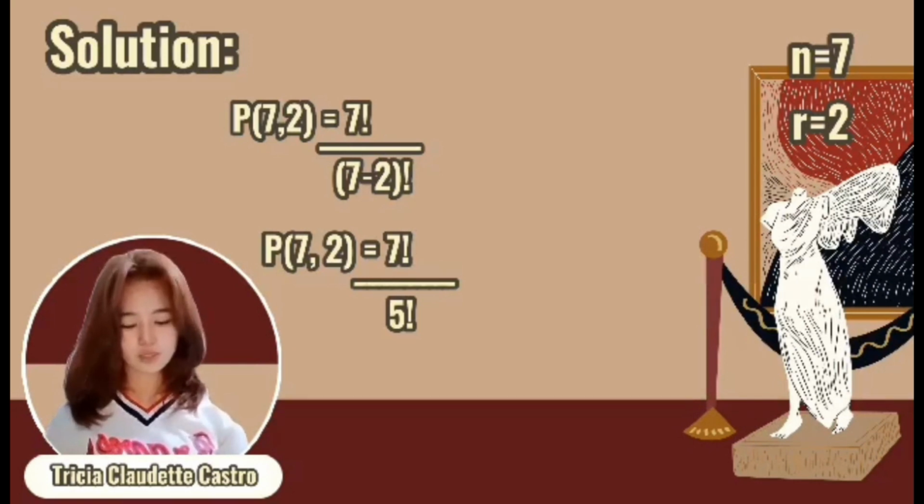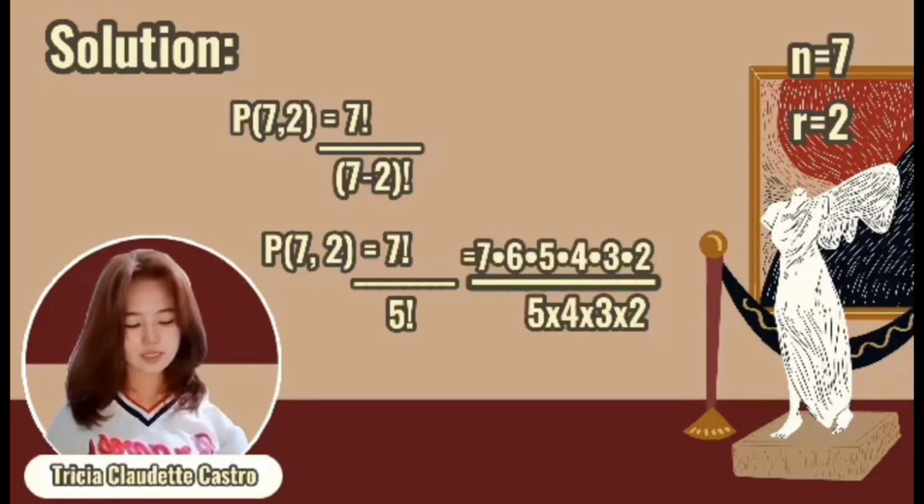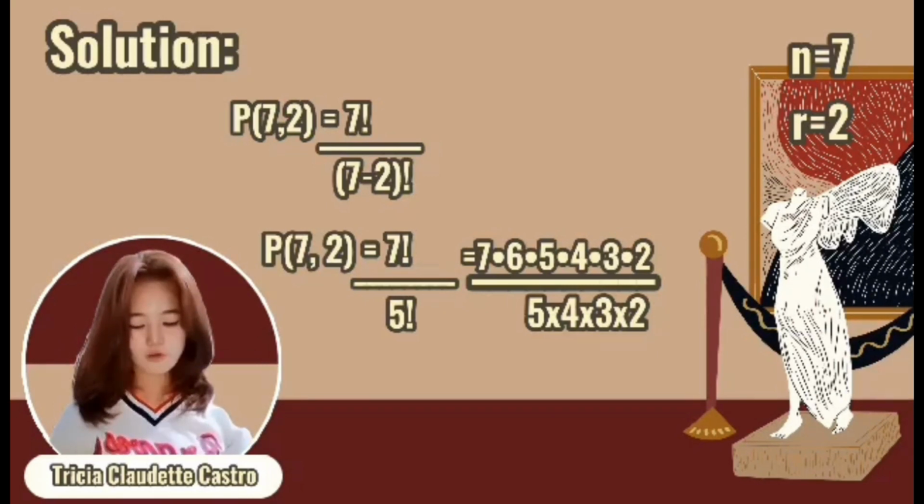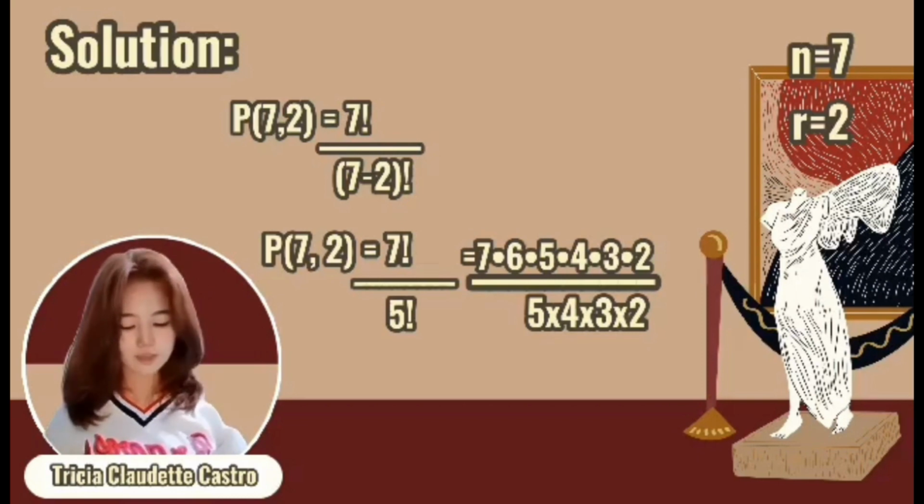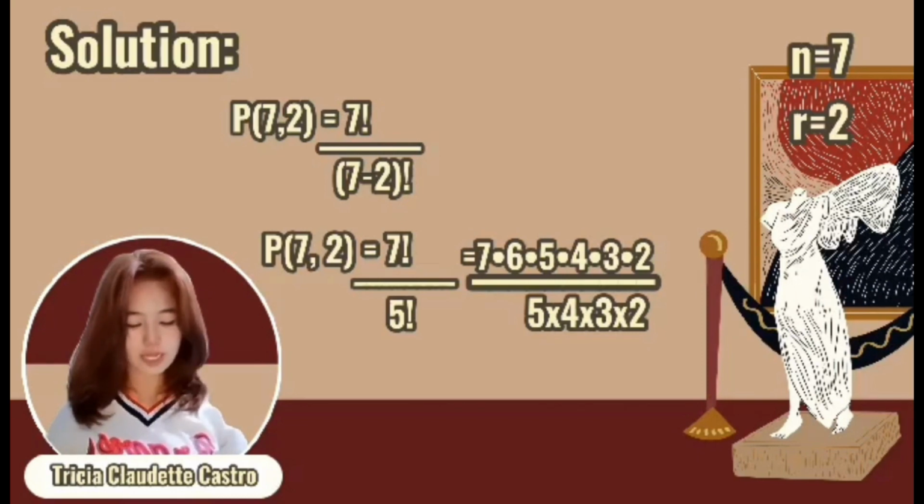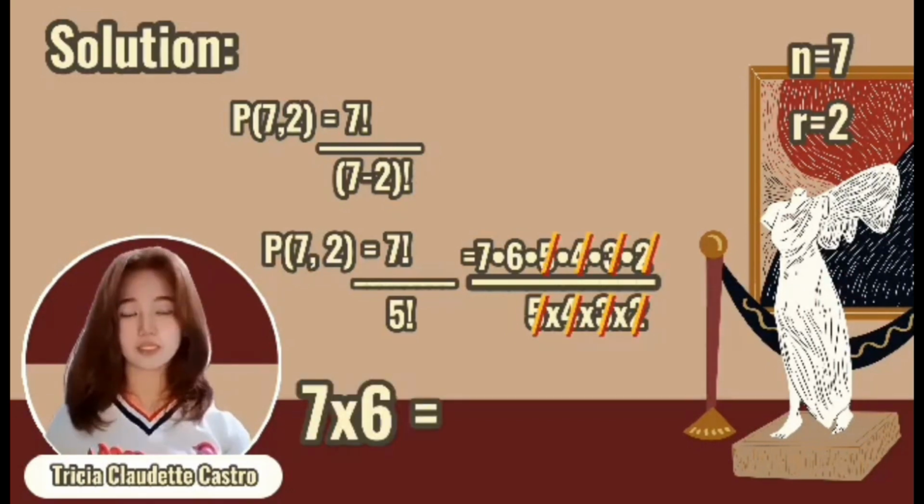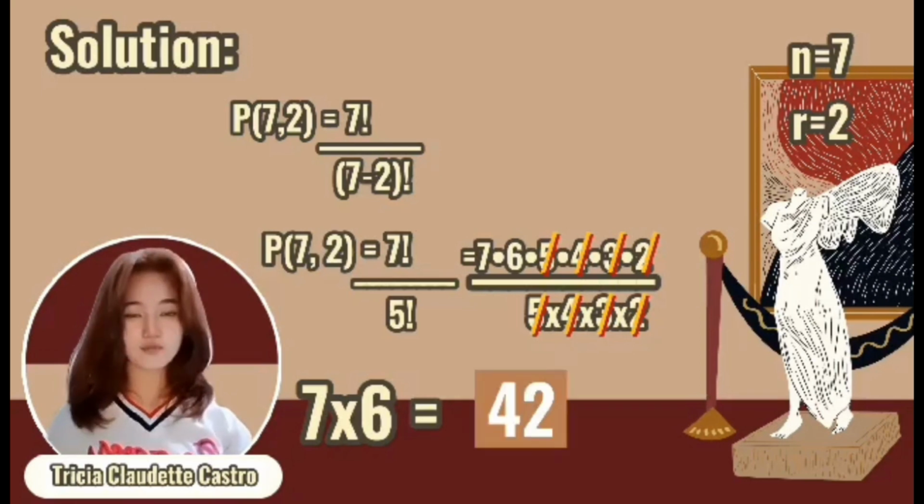7 factorial is 7 times 6 times 5 times 4 times 3 times 2 over 5 times 4 times 3 times 2 in the numerator and denominator. So we have 7 times 6. 7 times 6 is 42, so the answer is 42.